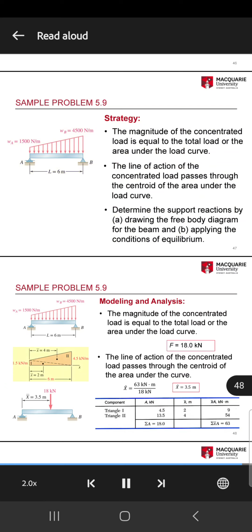The area under the load is divided into two triangles having a common side. Modeling and analysis. The magnitude of the concentrated load is equal to the total load of the area under the load curve. F equals 18.0 kilonewtons. The line of action of the concentrated load passes through the centroid of the area under the curve. The area under the load is divided into two triangles having a common side. X equals 3.5 meters.